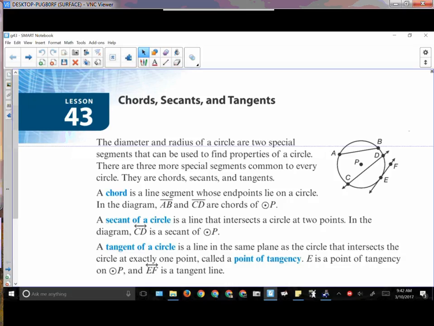So like I said, a chord goes from one side of a circle to the other side. A secant is a line that goes through the circle, so instead of from one point to another point, it goes through the circle in two different points. Now the tangent hits it in one place. And as I was saying, think of it as a tire on the road. That is the point of tangency. And we need to be able to identify these things because there are specific things that we can go through and do with them.